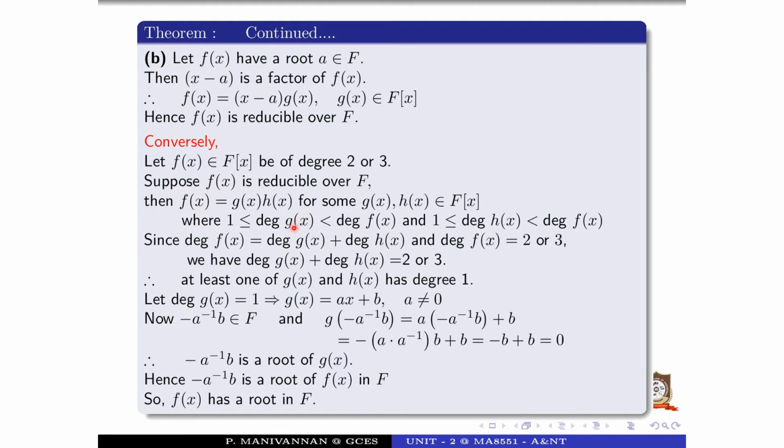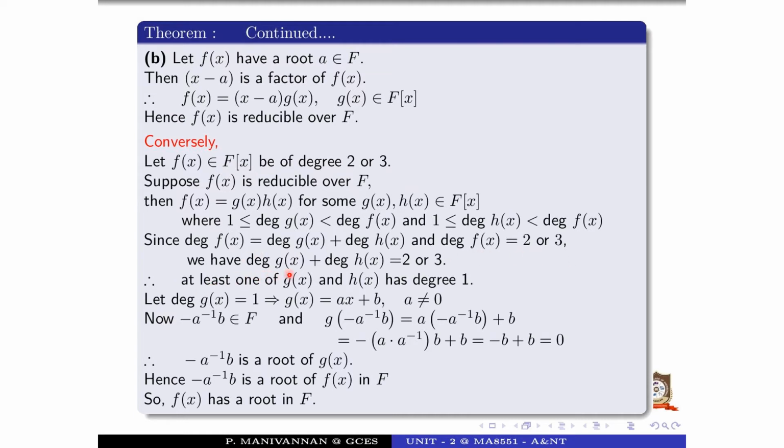Similarly, it is for g(x). Here, 1 is less than or equal to the degree of h(x), and it is less than the degree of f(x) by the reducibility condition. Therefore, by the multiplication concept, the degree of f(x) equals the degree of g(x) plus the degree of h(x), and the degree of f(x) is equal to 2 or 3. It is the given condition.